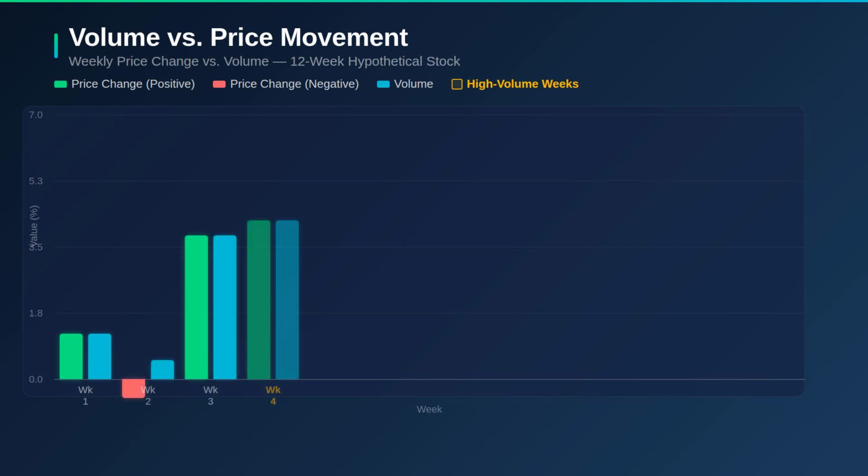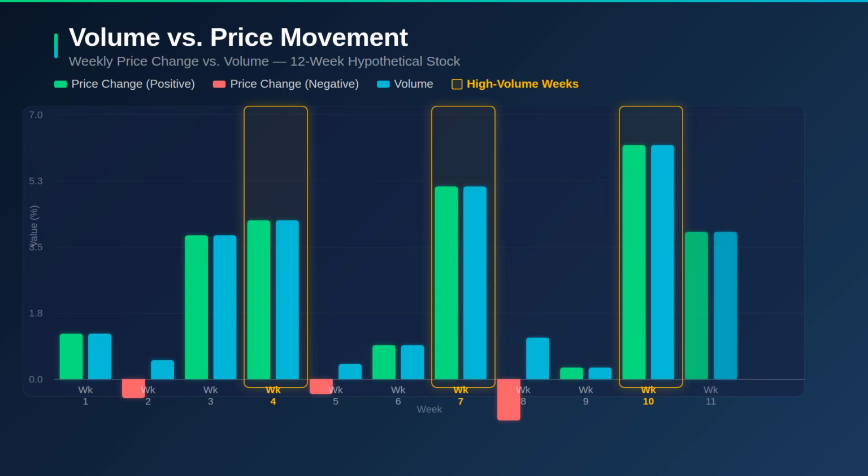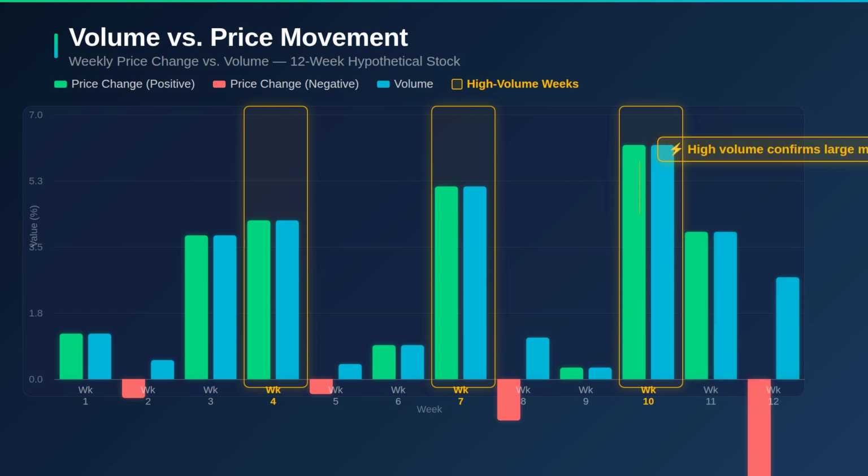This chart shows a hypothetical stock over 12 weeks, tracking both price movement and volume side by side. Notice how the biggest price moves, both up and down, align almost perfectly with the tallest volume bars. The weeks where price barely moved, volume was low. This pattern is incredibly consistent across markets. It's one of the first things Maya started checking before making any decision.